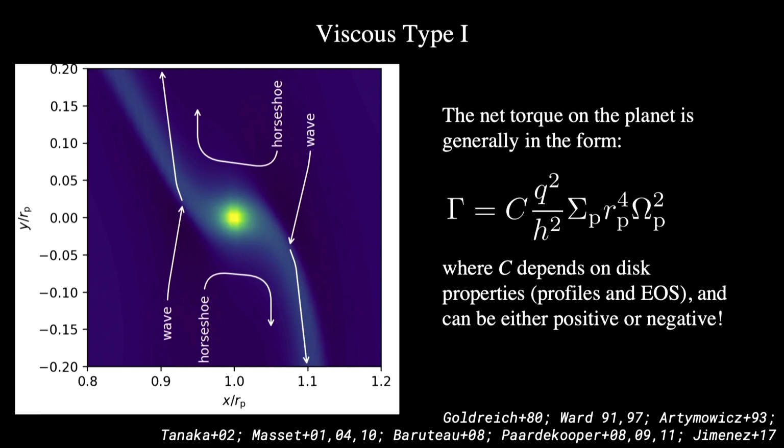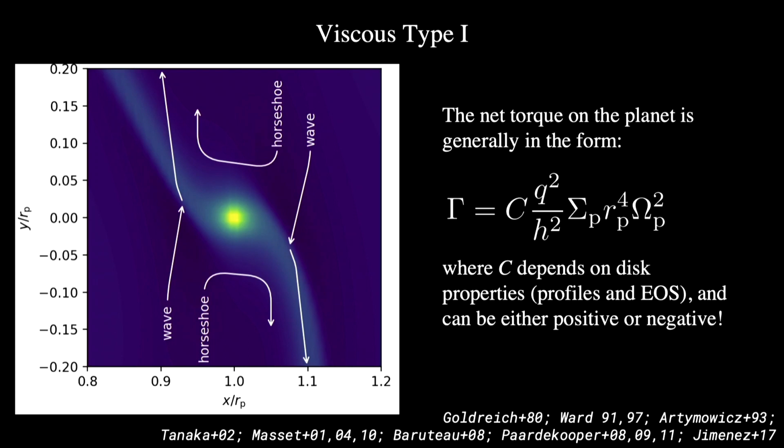So gamma here is the torque exerted on the planet. This is equal to C, which is a numerical constant, and is proportional to Q, the planet to star mass ratio, H, the disk aspect ratio, and sigma, the disk surface density. And clearly, a lot of the physics is hidden in this numerical factor C. And C has been worked out to a great deal of precision.